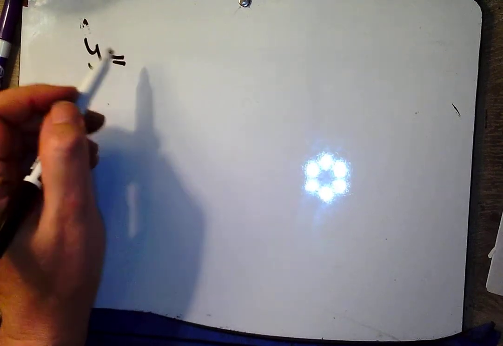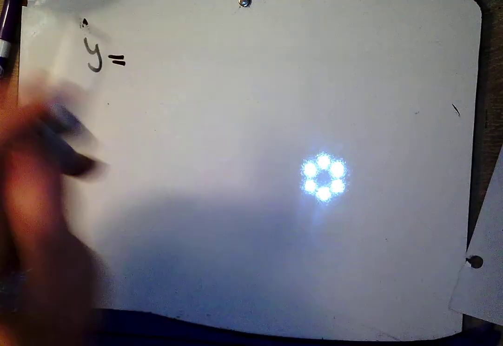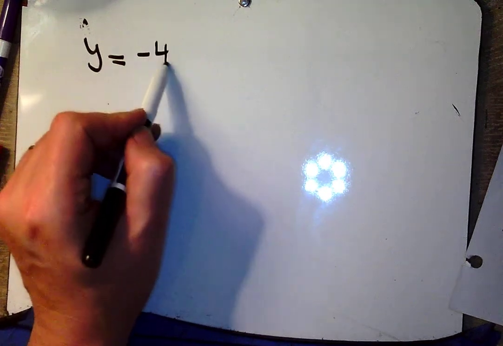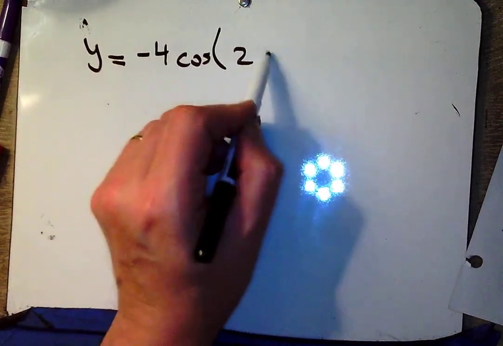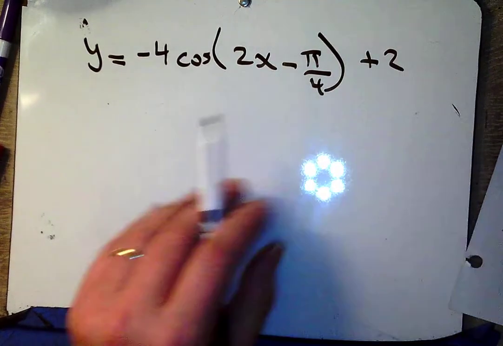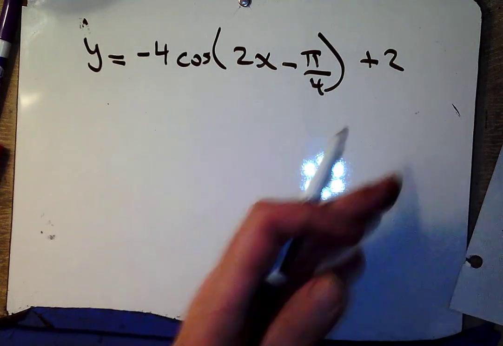One more, two more. Let's go. We can do this. How about y equals negative 4 cosine 2x minus pi over 4 plus 2? Okay, give that a graph.